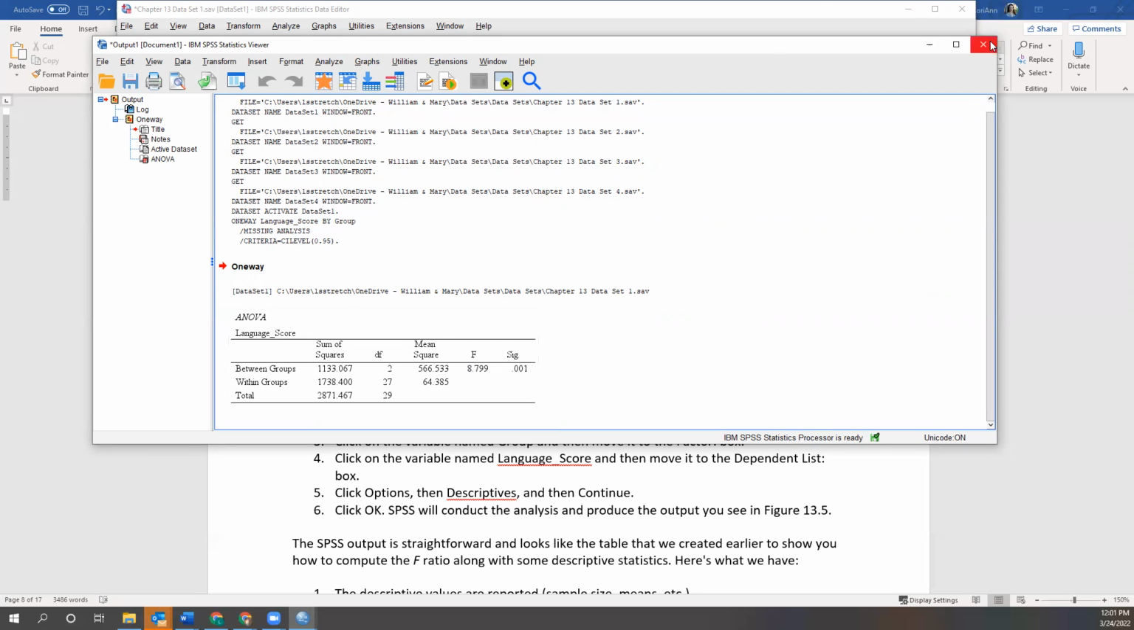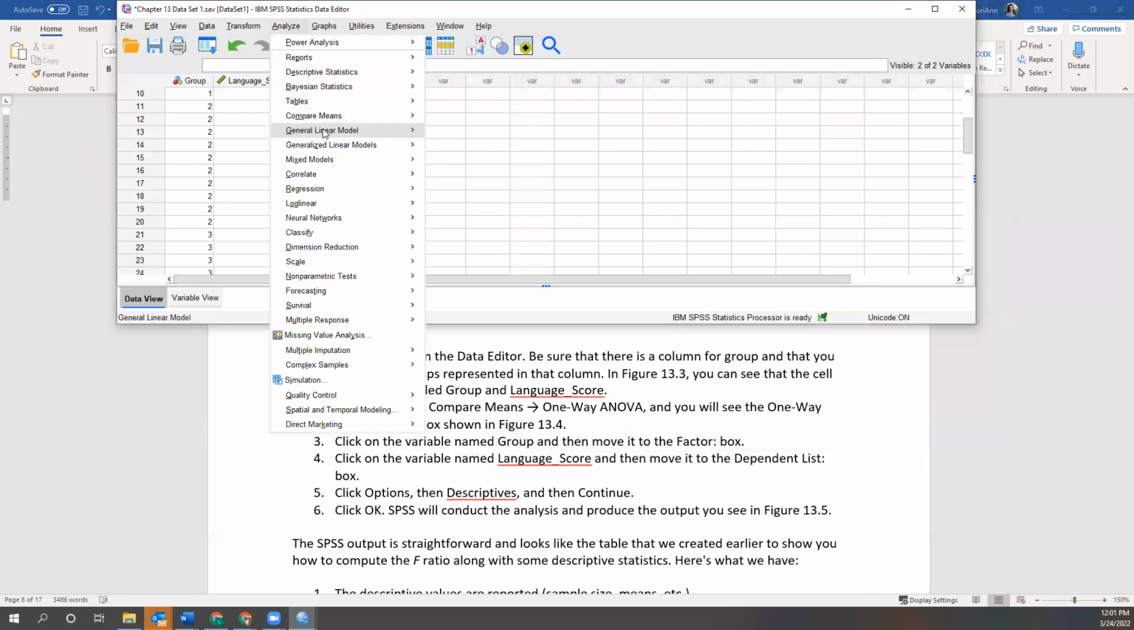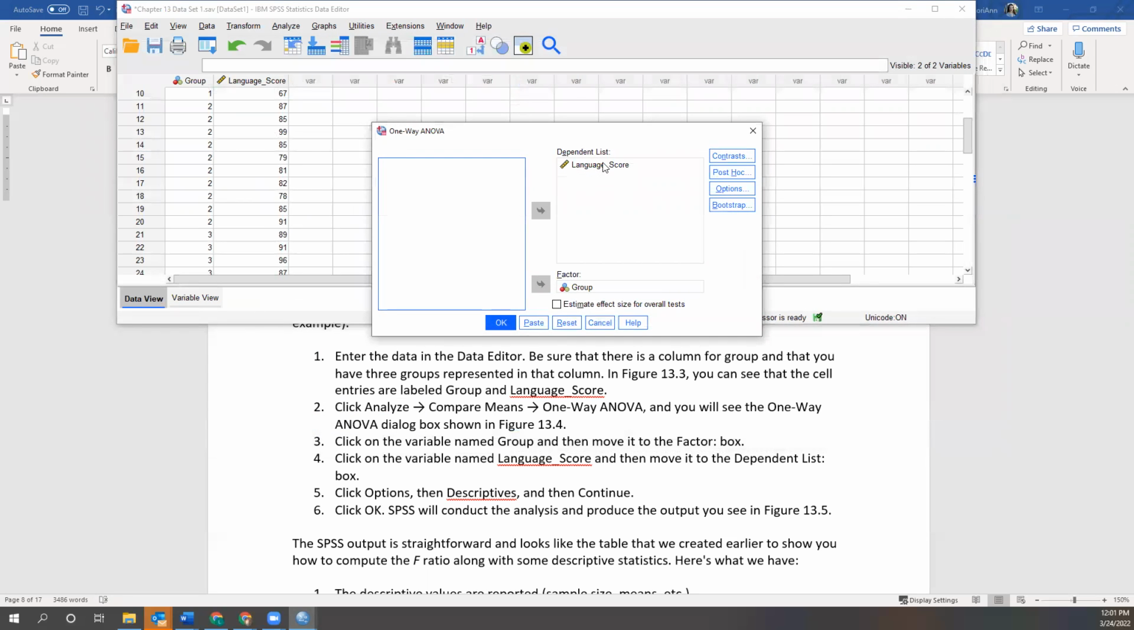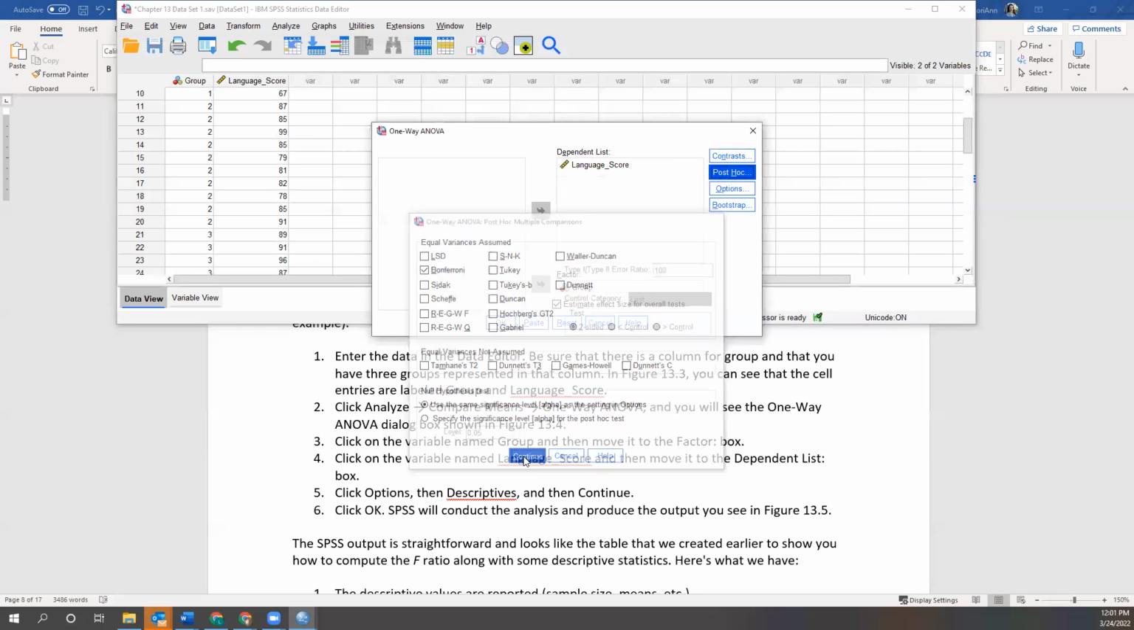0.001 level. Now, if I wanted to, I could also run this again. Let's do it again. I've got these things in here. I wanted to estimate the effect size, so I'm going to click that. I'm also going to click post hoc. Now, the most common post hocs we use are LSD, Bonferroni, and Tukey. I like Bonferroni. There's really not much difference. You can run multiple ones and you'll see they're about the same. And I'm going to hit continue.